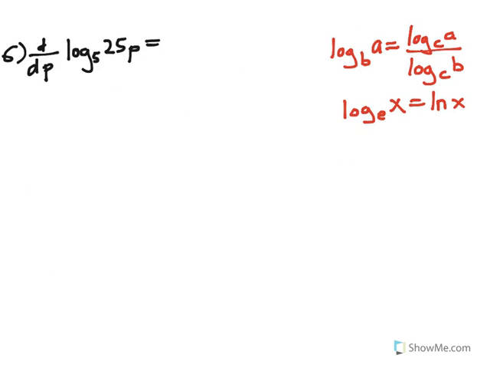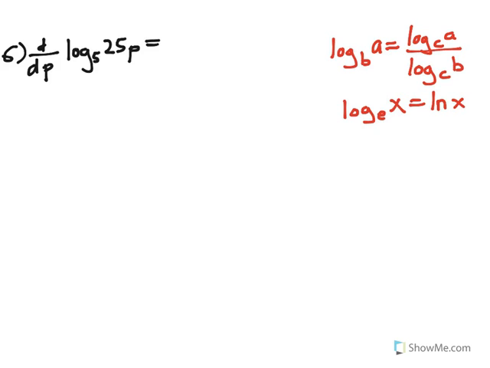So we're going to do a change of base, and we're going to change our base from 5 to e. And we're not doing anything with the derivative symbol yet. So, like I said, algebraic manipulation first, then you apply your derivative properties, then you apply your derivative identities, and then you simplify.